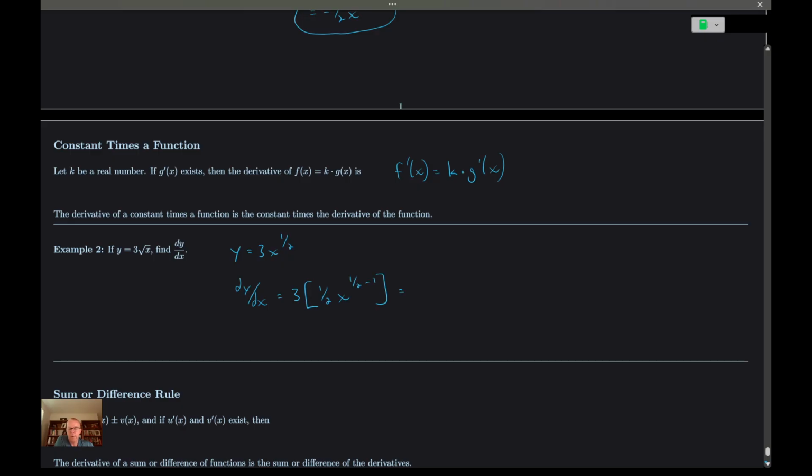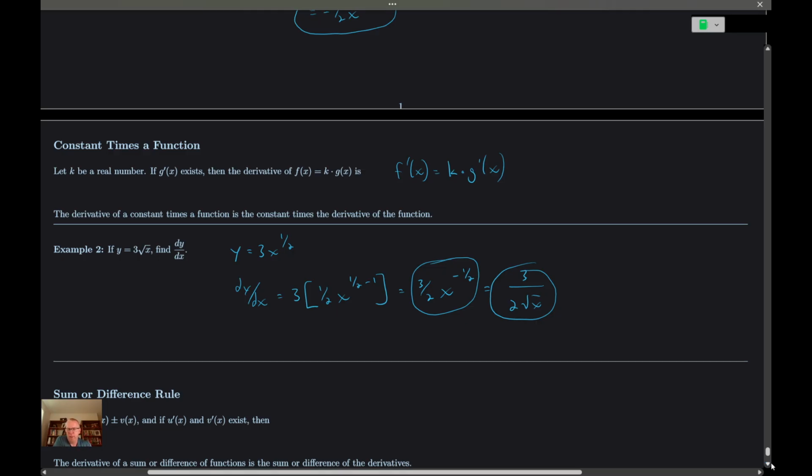So that is 3 times a half, so 3/2 x to the negative 1/2. And if you like, I didn't do that up here, but you can write this as 3 over 2 square root x. That would also be fine. So either one's fine. I think my math lab is perfectly happy taking either one, unless it specifies how you should put your answer. But generally speaking, I think it's fine either way.